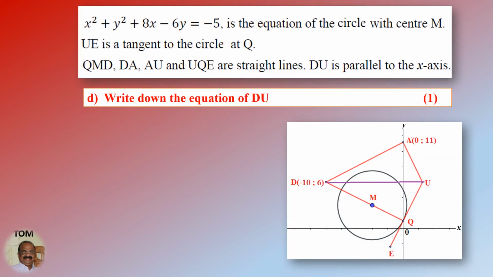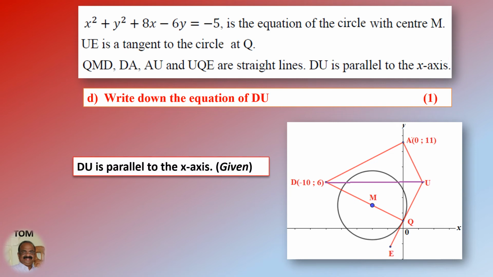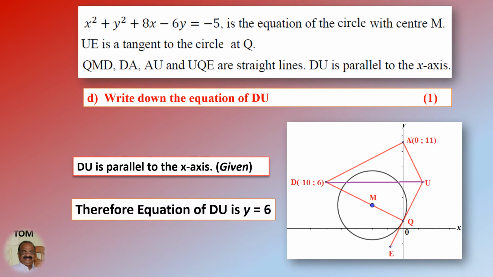Here is another question. Write down the equation of DU. Now what is DU? DU is a straight line parallel to the x-axis given in the question, and then we understand that the y-coordinate of any point on the line DU will be 6, because 6 is the y-coordinate of D. Therefore, the equation of DU must be y equal to 6.